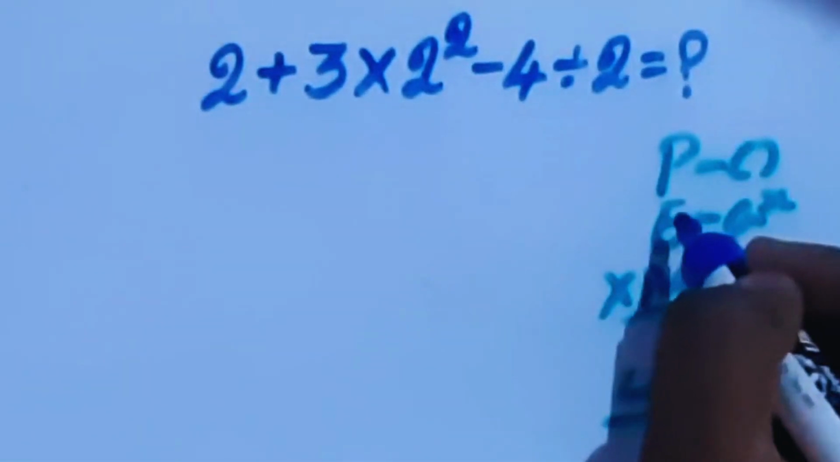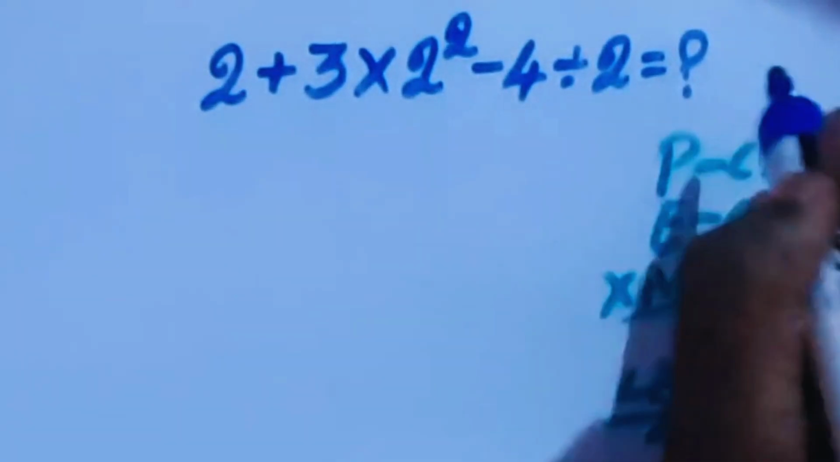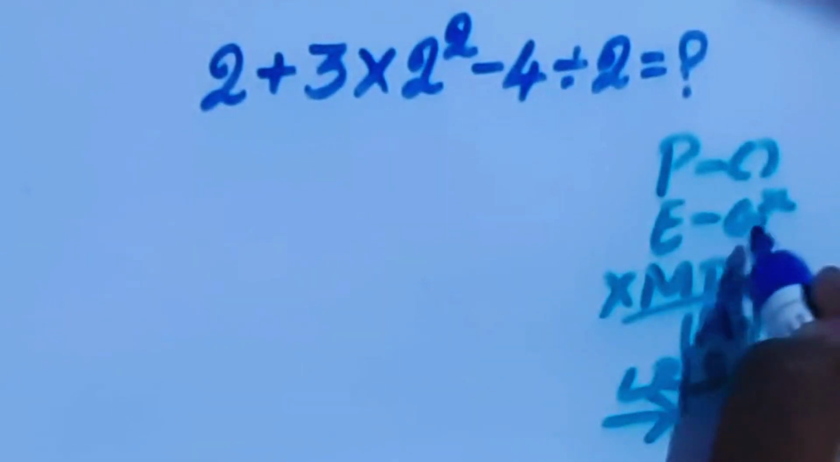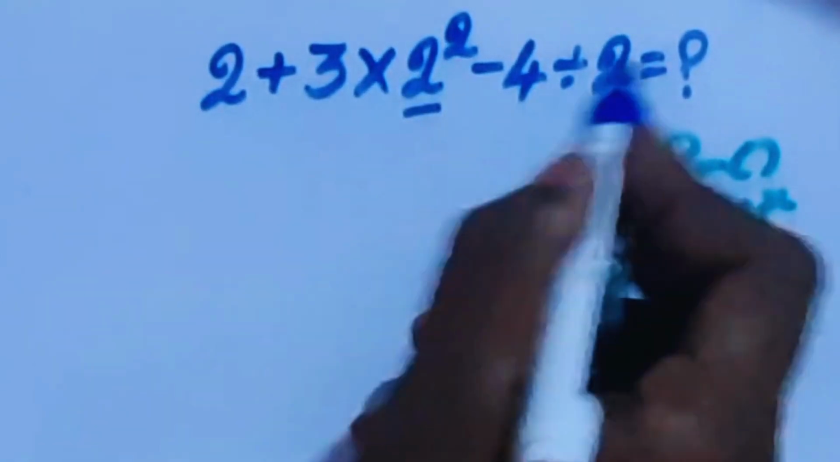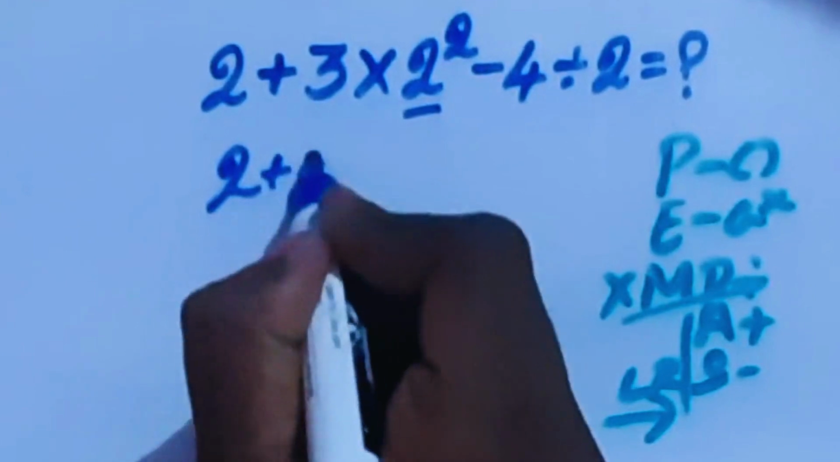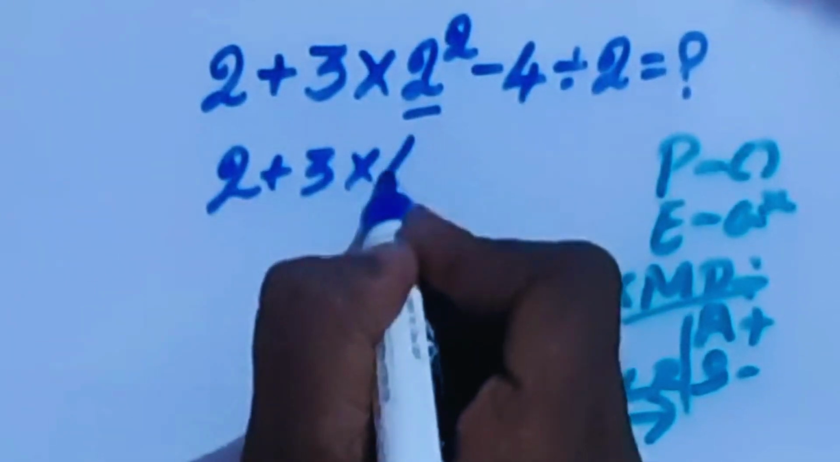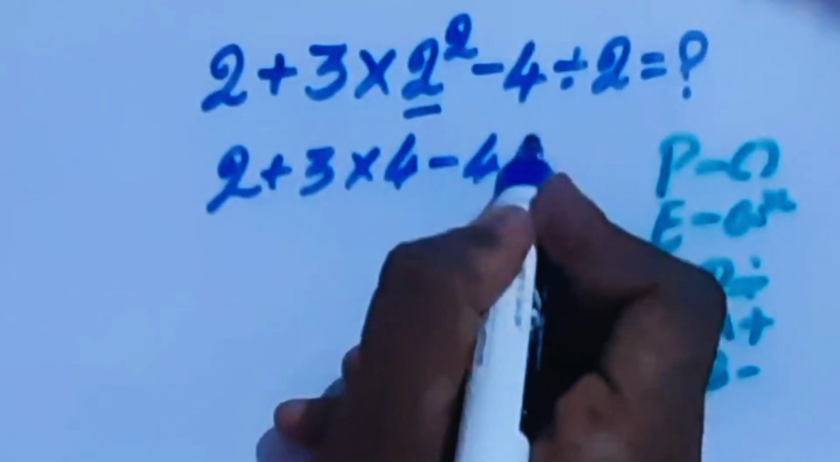As per this order of operations, the bracket is higher priority. We don't have a bracket in this problem. The next priority is exponent. So we have to do this exponent before this operation here. 2 plus 3 times 2 power 2 is 4 minus 4 divided by 2.